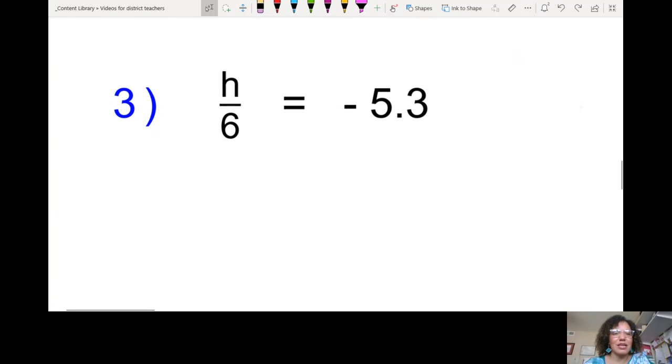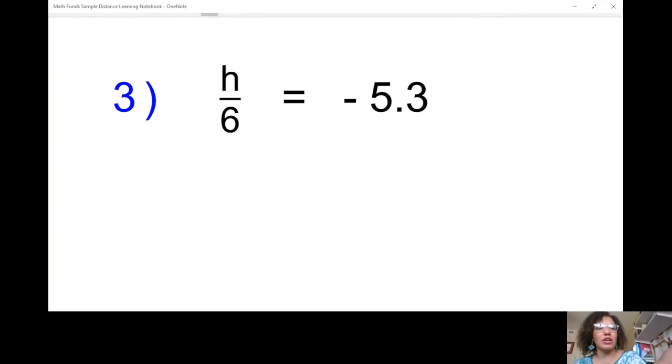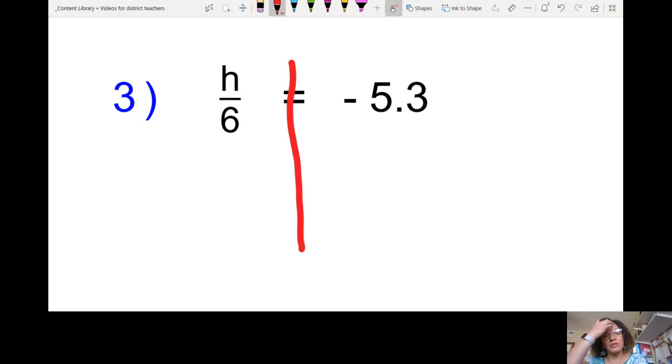All right, number 3, what do we always start with? We always start with the brick wall. So there's my brick wall. Then I always look for my letter. Here's my letter. This is what wants to be by itself. Letters are very selfish. They always want to be alone. So if my H wants to be alone, what is messing with it that's not allowing that to happen?